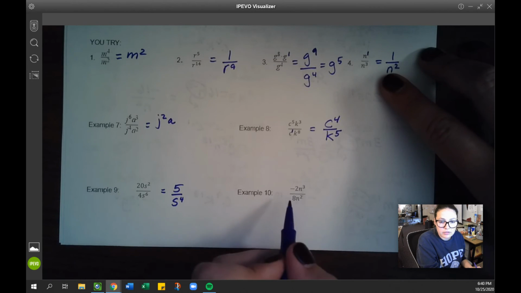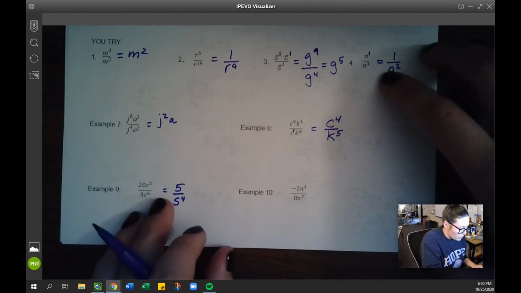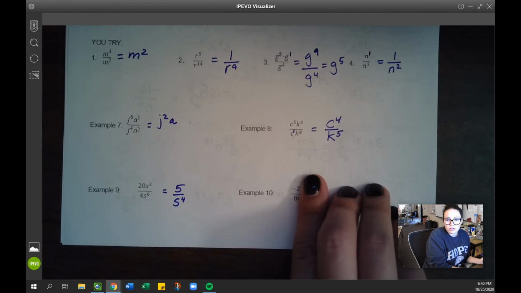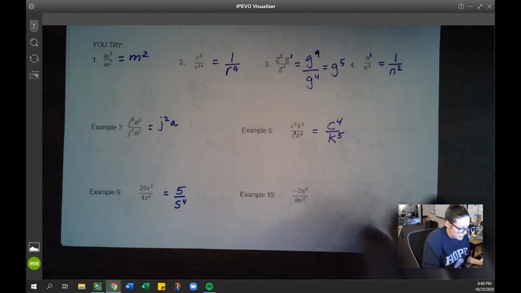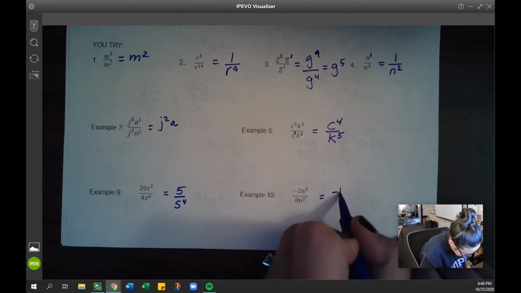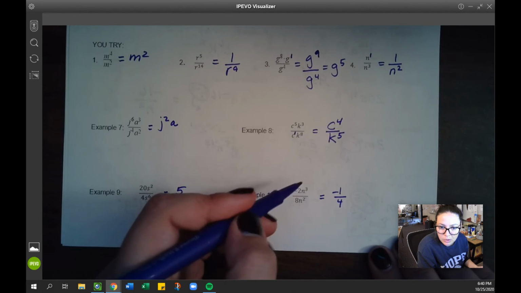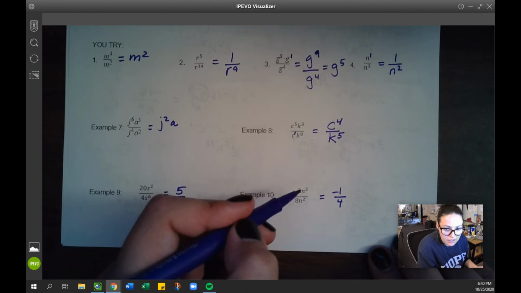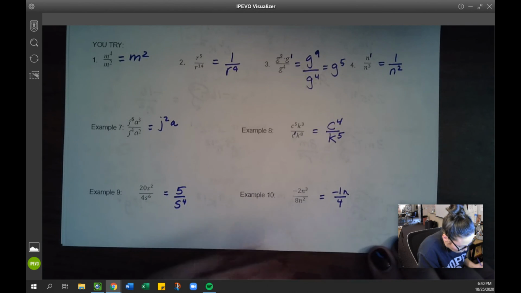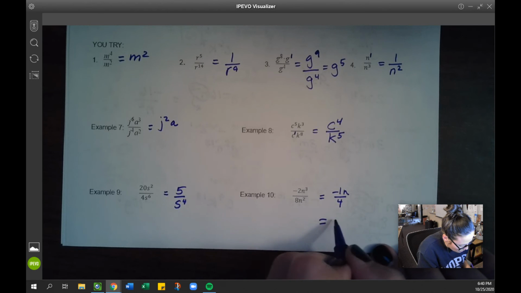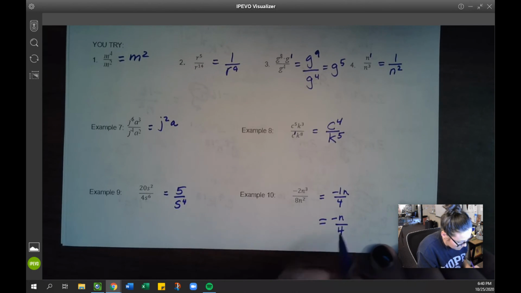All right, now, negative 2 over 8. I want you to look at this like it's literally a fraction, because that's literally what it is. If I asked you to simplify that, negative 2/8 is negative 1/4. Now let's deal with the n's. Are there more n's on the top or on the bottom? More on the top. How many more? 1. So we'd have negative 1n over 4, or I could just write it as negative n over 4.